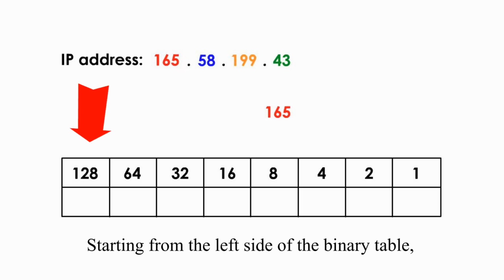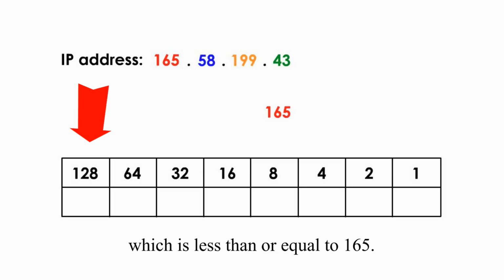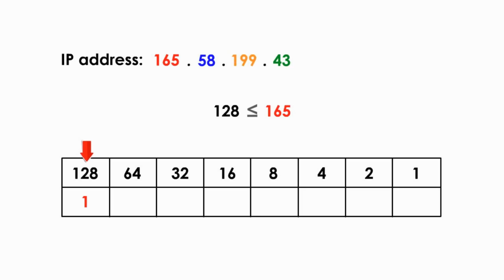Starting from the left side of the binary table, we are looking for the largest number which is less than or equal to 165. We find that number is 128. We write down 1 on the 128, then we subtract 128 from 165, and we get 37. We will use 37 for the next step.